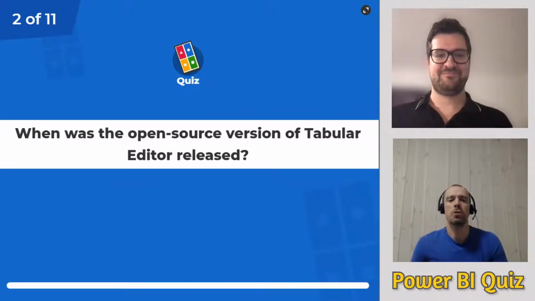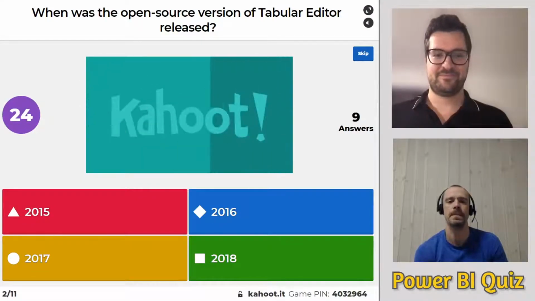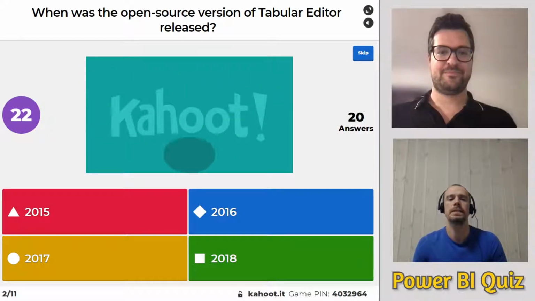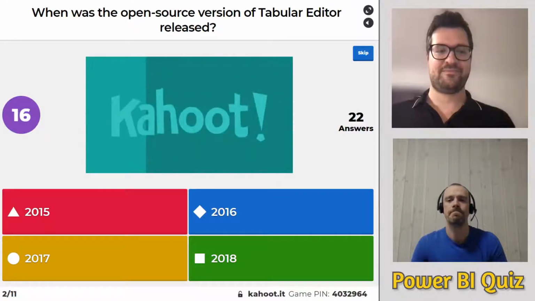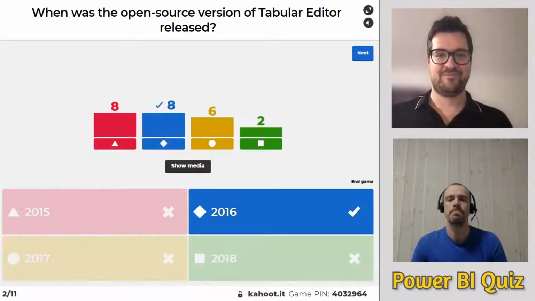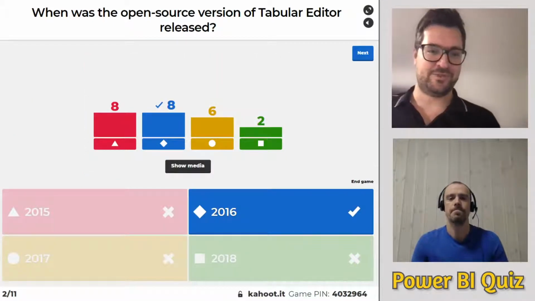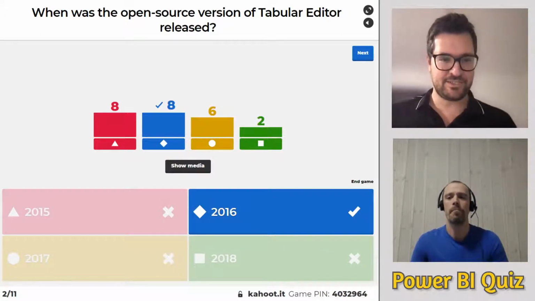So when was the open source version of Tabular Editor released? And here you have 30 seconds. And the faster you answer, the more points you will get. All right. So 2016 is the correct answer. And I see this was a pretty tough question.